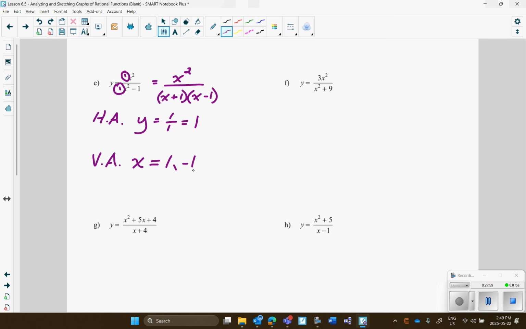Next one, can I factor? No, this is not a difference of squares. Okay, horizontal asymptote. What's the degree of the numerator? 2, degree of the denominator. Therefore, it's going to be the coefficient of the x squared up top, 3, divided by the coefficient of the x squared on the bottom, 1. y equals 3.